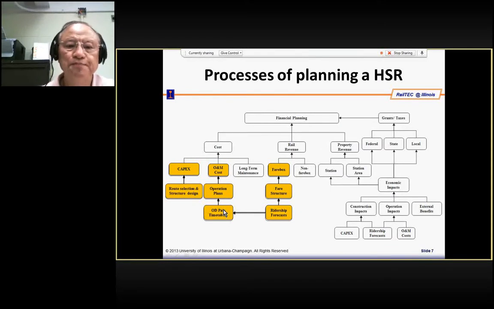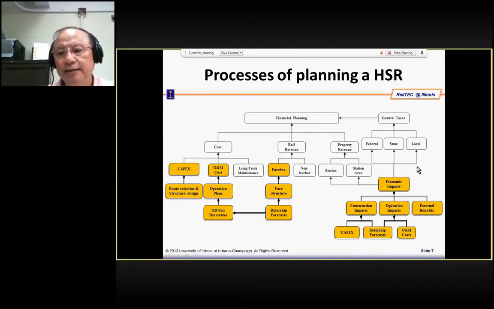From the timetable, you can have your operation plan. From your operation plan, you can have operation and maintenance costs. At the same time, because you have the structure arrangement or alignment and stations, you can figure out your capital cost. So basically, you have the capital cost, operation cost, and your fare box income from all this study. Then you can look into the economic impact of such a system. You can consider what happens during the construction time, during the operation time, and whether there is any external benefit besides the benefit from the system. So you consider the whole system of impact.